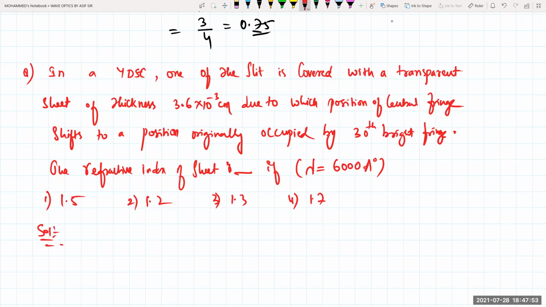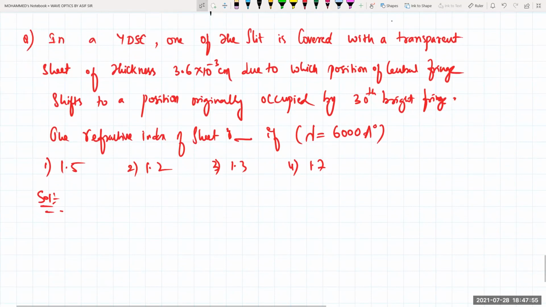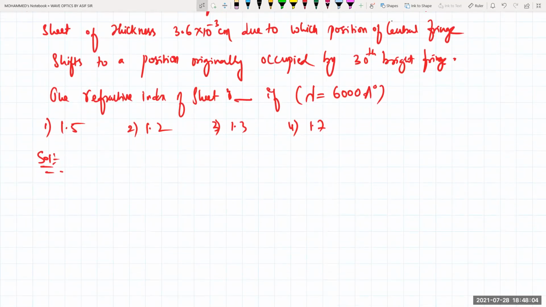In a YDSE, one of the slits is covered with a transparent sheet of thickness. The thickness is given as 3.6 into 10 to the power of minus 3 centimeters. Due to which the position of the central fringe shifts to a position originally occupied by the 30th one. The position of the 30th bright fringe will be equal to 30 into lambda capital D divided by small d.